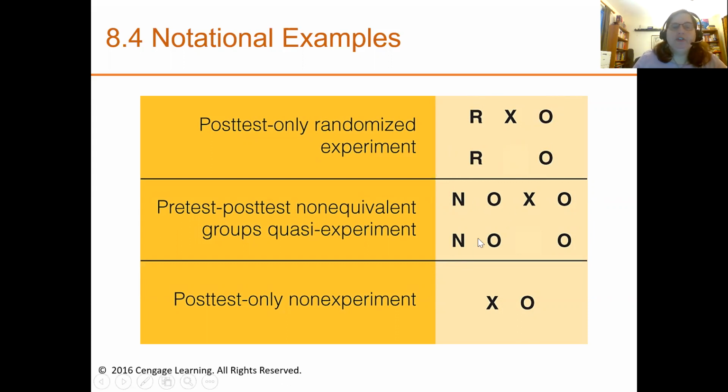Here, we're not going to randomize. Here are those N's I promised. We have an observation, treatment, observation. So this could be a very nice experiment, except it's not because we don't have equivalent groups. This could be due to any number of reasons. Now, sometimes we can't randomize our groups, right? Sometimes it's not within our ability.